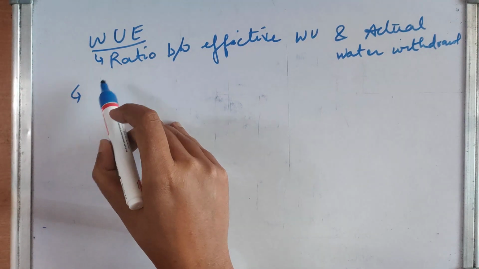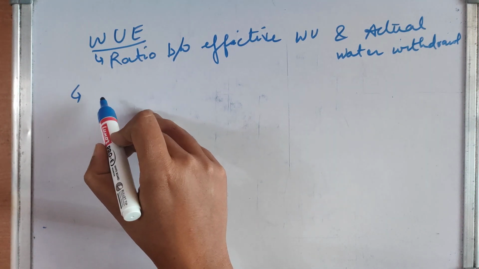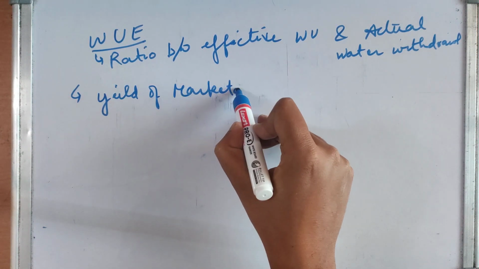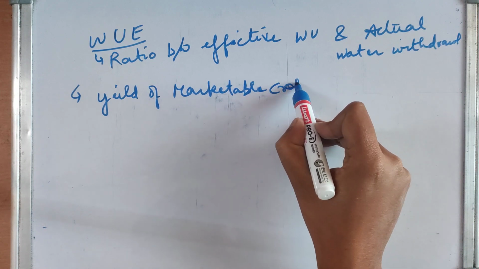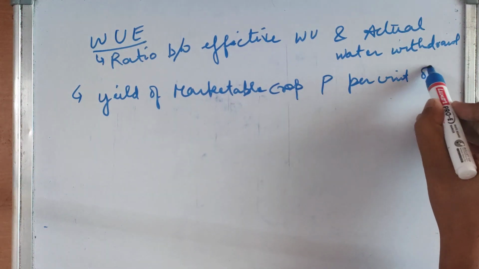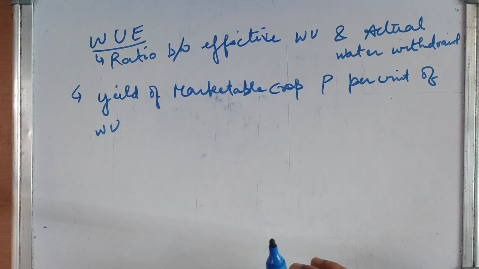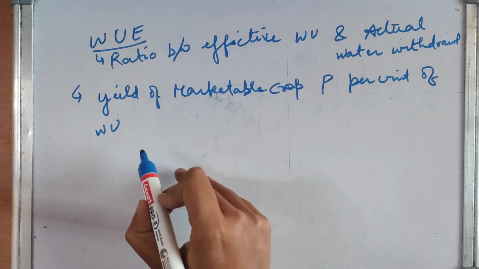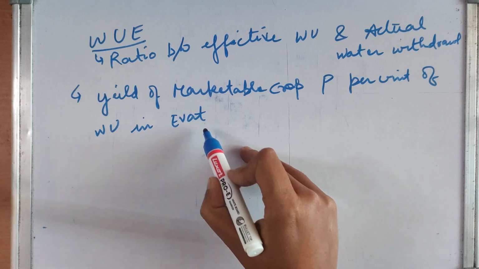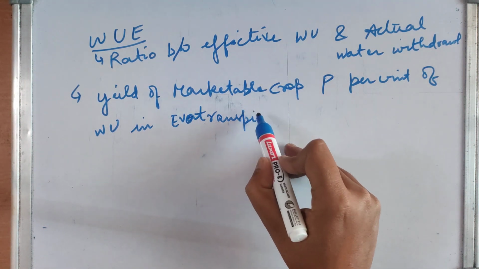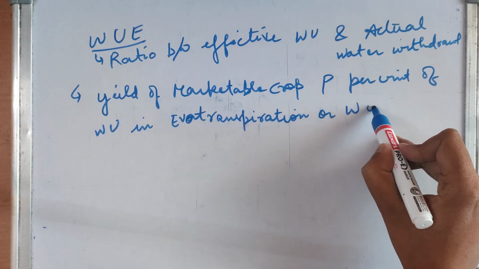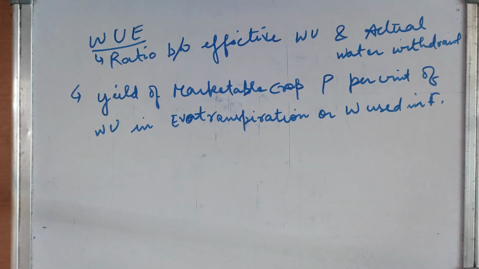It is also defined as the yield of marketable crop produced per unit of water used in evapotranspiration or water used in field. So it is of two types.